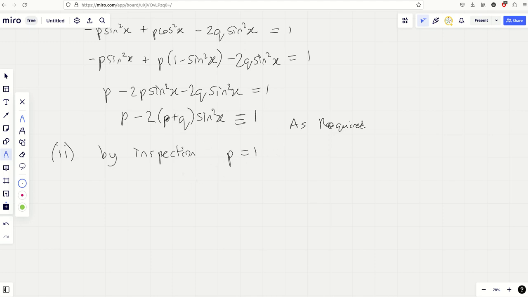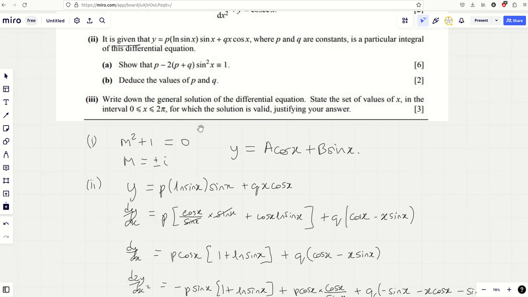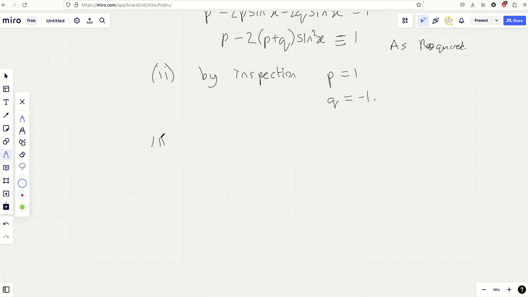And if p was 1, how am I going to make this term disappear? Q equals minus 1. Yeah, and that will completely make the equation true, won't it? For any value of x, that will always be true. And so that's why you can make that deduction there. It's quite subtle. I agree, it's quite subtle. And then part 3.